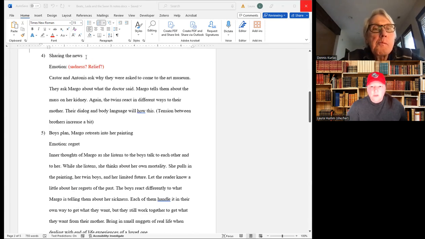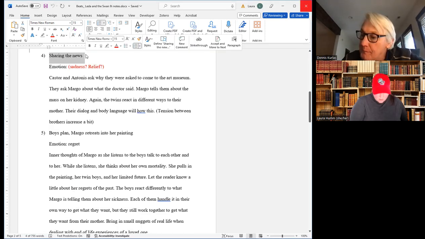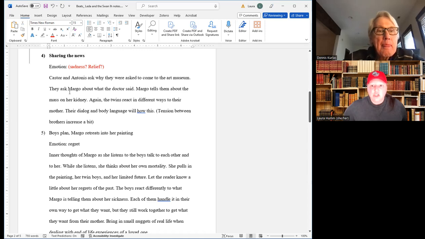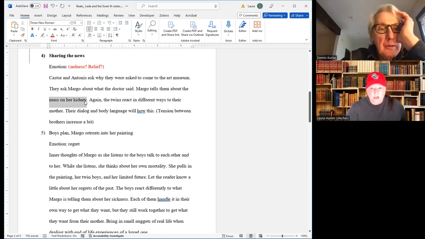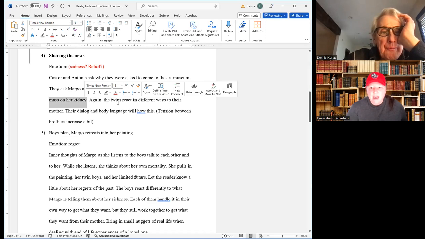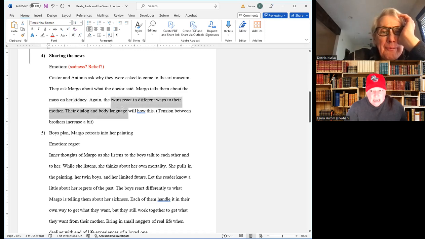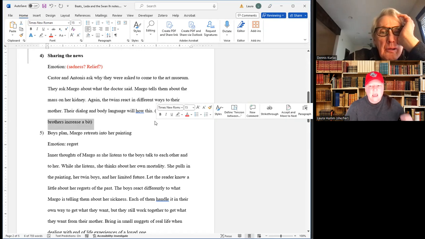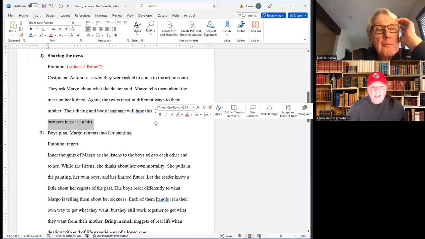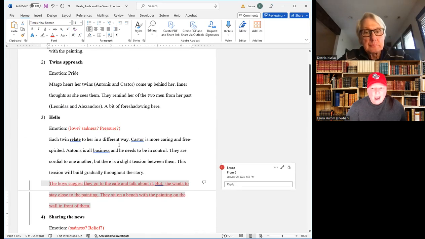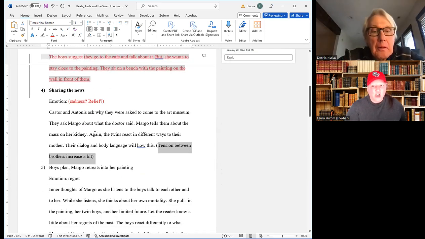No problem. So then you've got this one where she actually shares the news with them about the mass in her kidney. You have them reacting very differently and us seeing it with their tension increasing. I like this element that you've identified, that they're being cordial to each other here, but you can see some tension. But when we get here, we're actually feeling that a little bit more. I think that was really great.